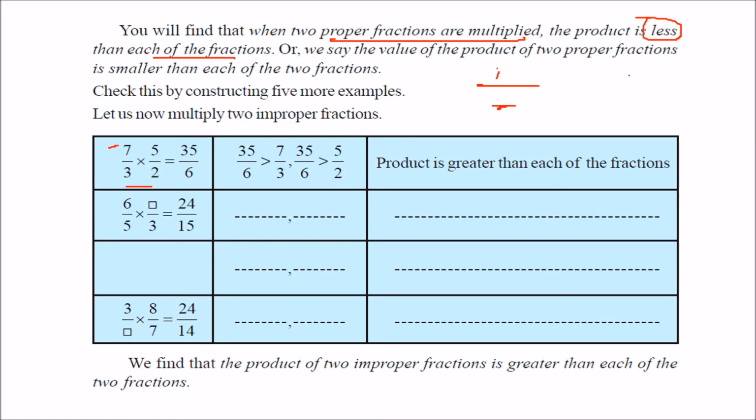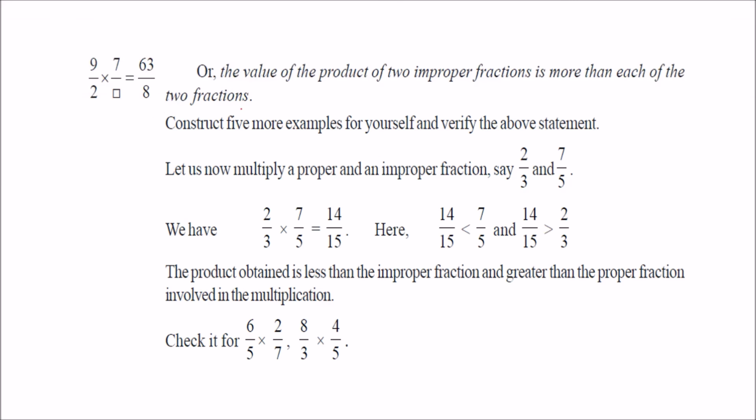Here the numerator is bigger than the denominator in both the cases. When you multiply 7 into 5, 3 into 6, 35 by 6. This is greater than 5 by 2, this is greater than 7 by 3. So when you multiply the improper fractions, the product is greater than each of the two fractions. You can try it out. So what we got: the value of the product of two improper fractions is more than each of the two fractions. This you have to understand.